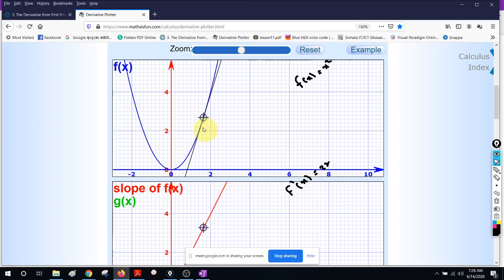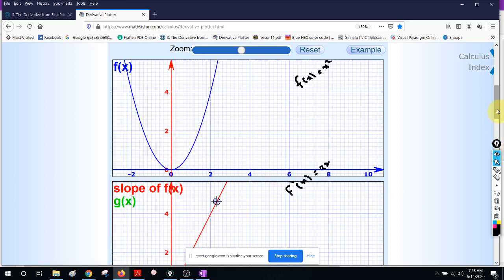Now you can see at different points, if I want to find the tangent value, what I have to do is substitute that x value into the derivative function, and that gives you the tangent value. So this height gives you the tangent value at different points.